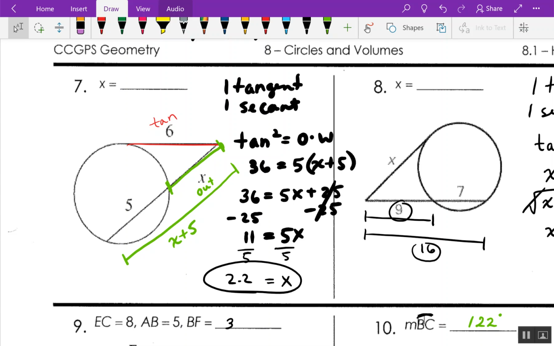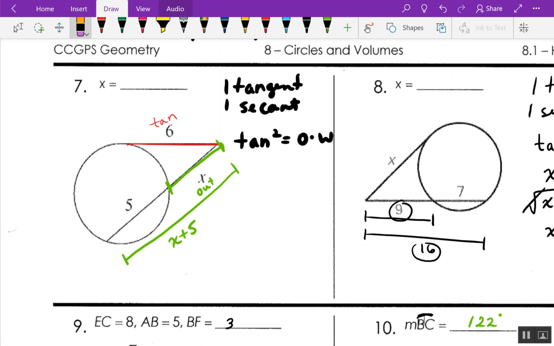I had gone back, I wasn't on the same one. I went back to the other. All right, number 7. Back to number 7. She just caught a mistake that we did and we didn't notice.